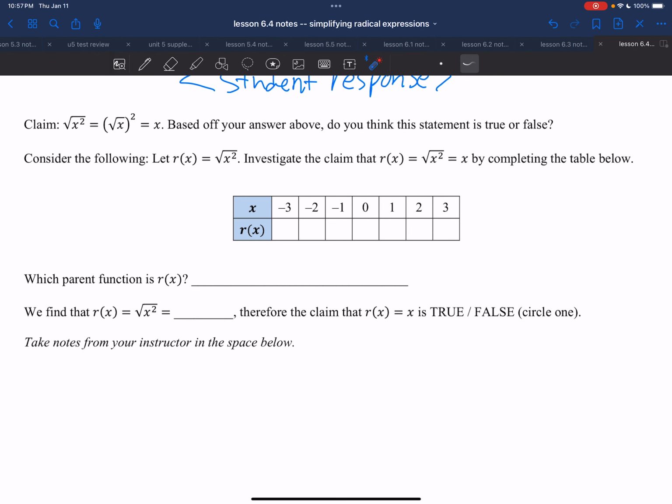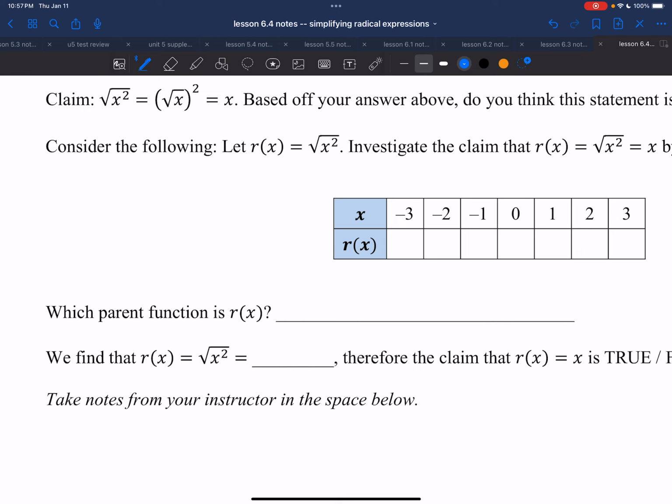Let r of x equal the square root of x squared. Investigate the claim by completing the table below. Say, okay. Let's start with zero, yeah? So look, I've got the square root of x squared. We're just plugging numbers into this, right? I say, okay, well, zero squared is zero, and the square root of zero is zero. Oh, well, that's easy enough.